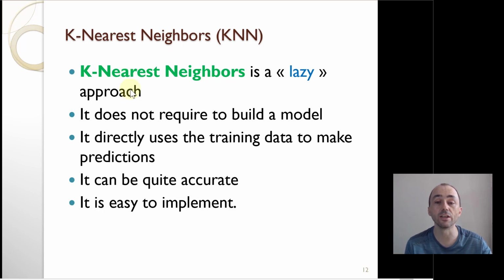KNN is a lazy approach for classification because it does not require to build a model. So if you want to use KNN, you don't need to train anything. You can use it directly to do prediction. So this saves a lot of time for the training. There's no training. KNN directly uses the training data to make the prediction. It can be quite accurate. Maybe it will not be the best always, but it is also easy to implement, to do the programming.